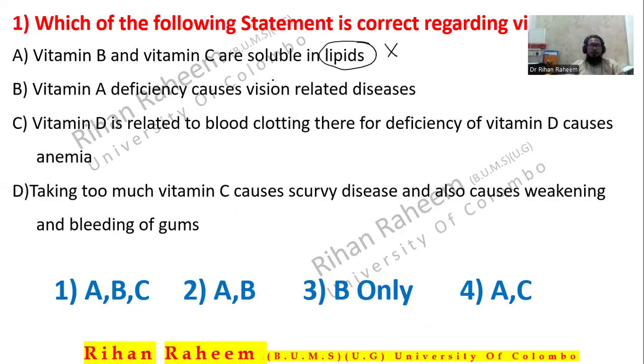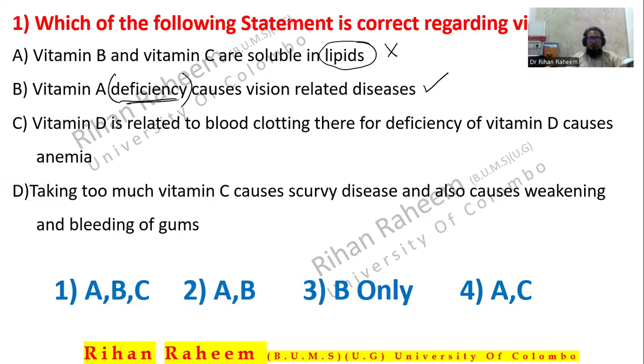Vitamin A deficiency causes vision related diseases. Yeah, that's correct, because vitamin A has a special name called retinol that you all will learn in A level. So lack of vitamin A, only that we call deficiency. Deficiency means lacking.